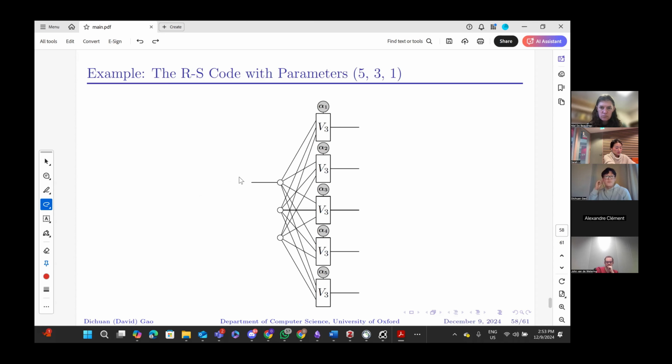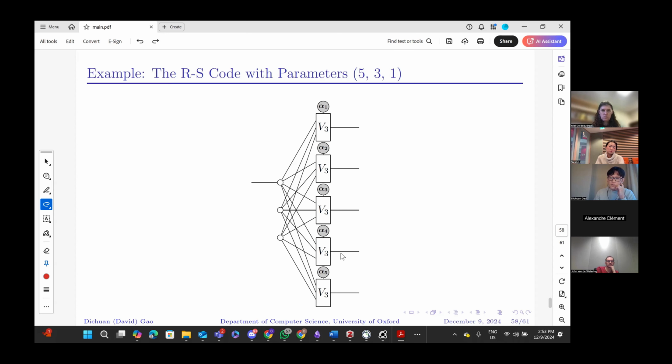And so here's an example. If you have a Reed-Solomon code with parameters 5, 3, 1, that means you have one logical qudit. It's being copied and sent to 5 separate Vandermonde boxes. And so in each Vandermonde box, some polynomial computation is happening. Then you get back 5 separate values of the same polynomial. So this is just an example of how we can use the ZH calculus to represent the encoder of this code.